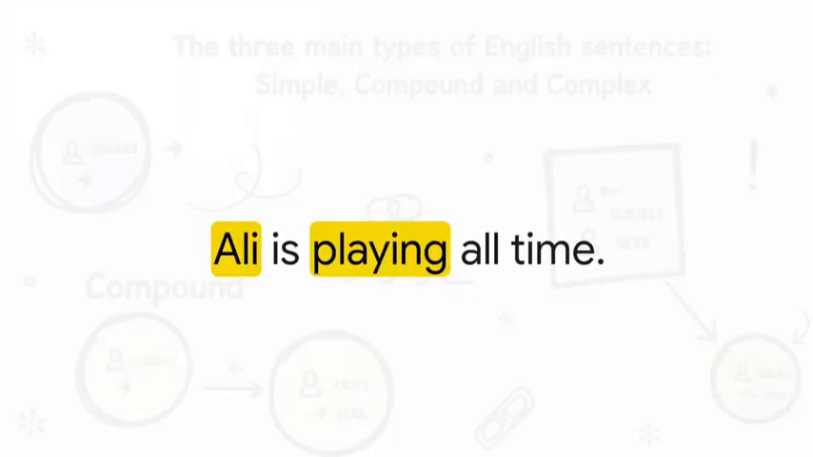Ollie is playing all time. Just like before, Ollie is our subject. He's the one doing the playing. This just goes to show you that it doesn't matter if the subject is a pronoun like she or a name like Ali, the structure stays exactly the same.